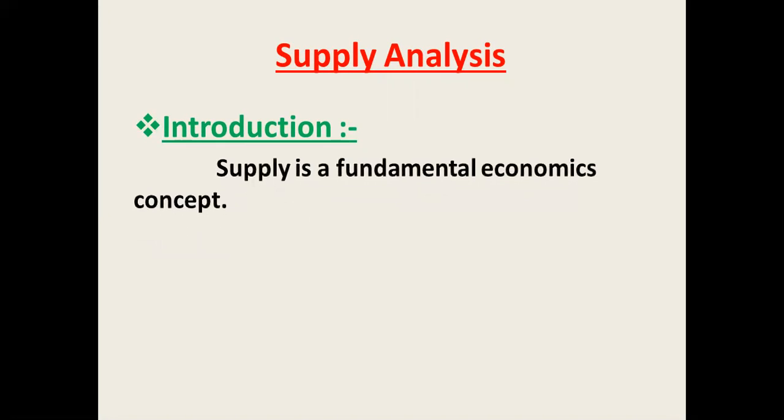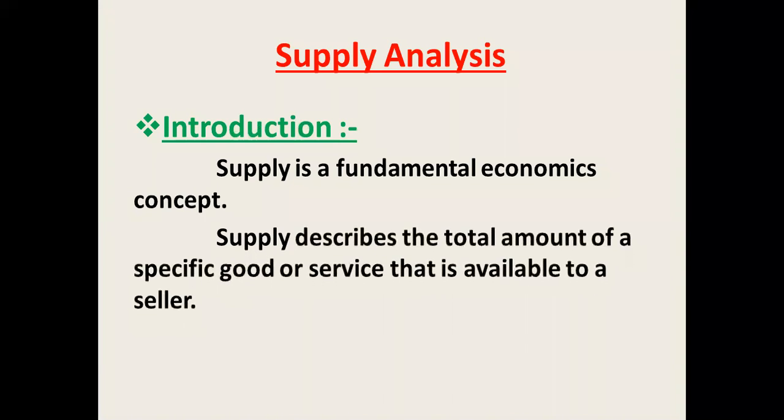Supply analysis is the fourth chapter as per your 12th standard economics syllabus. Today we will discuss just the introductory part of supply. We know the producer produces different goods and services and earns a profit. The producer's mind is profit-oriented. Those goods and services are offered for sale in the market.